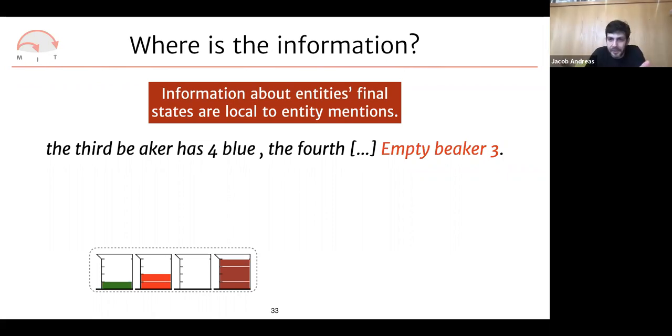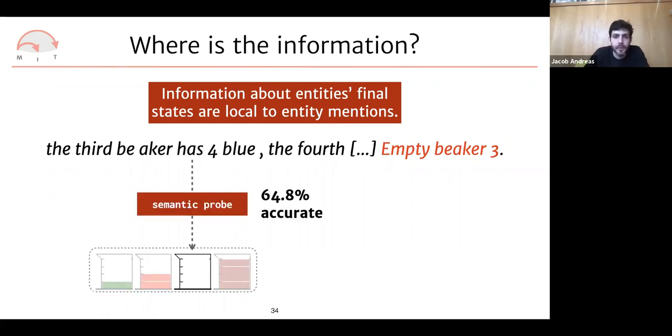So suppose we have in this alchemy world a document that begins in the following way. The third beaker has 4 units of blue, the fourth beaker has 4 something, something, something. And then at the end of this document, we have the sentence, empty beaker 3. If we point our probe just at the word has, just in the initial mention of this third beaker, or generically, when we're trying to understand the final state of beaker n, if we point our probe at the main verb in the sentence that introduces beaker n, we can on average recover the final state of that beaker with 64% accuracy.